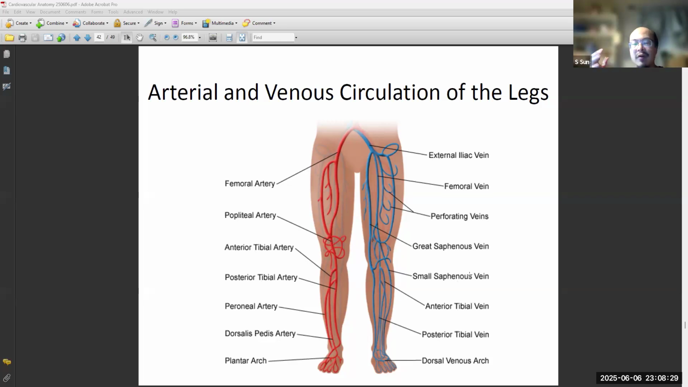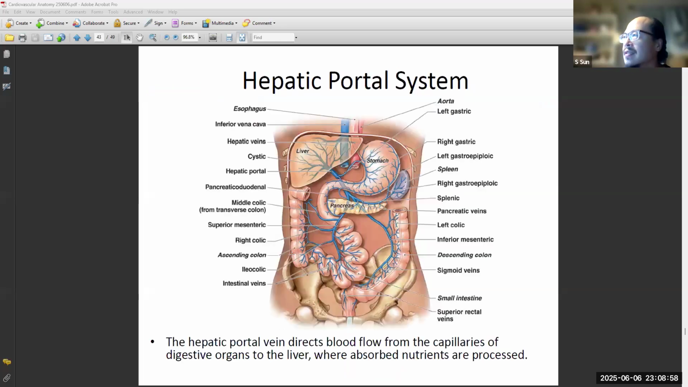So overall, generally speaking, in the upper limbs and in the lower limbs, we have veins that run side by side with the artery, but we also have more veins to accommodate the slow flow in the veins. So to accommodate more flow, more fluid in the veins.